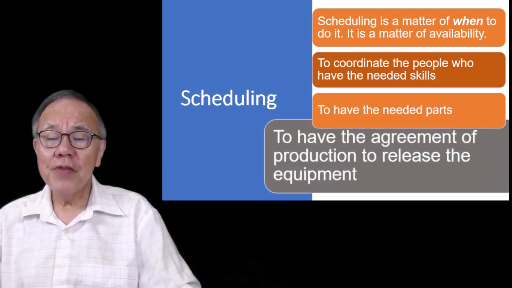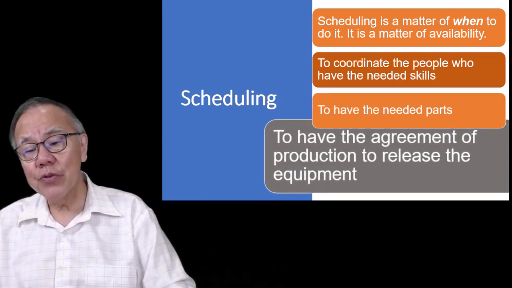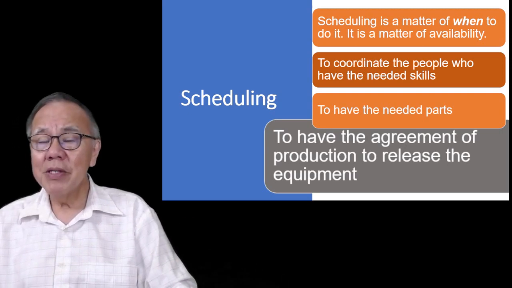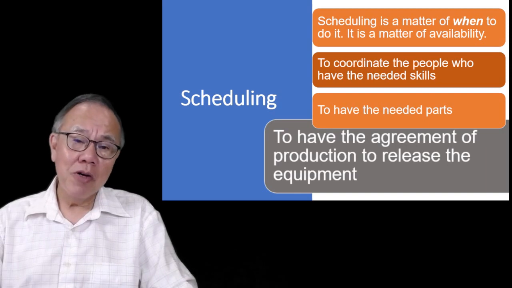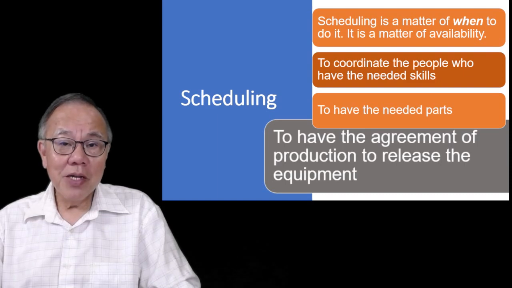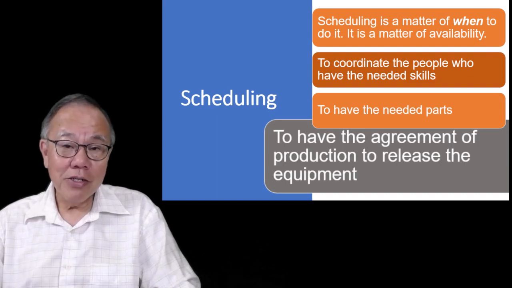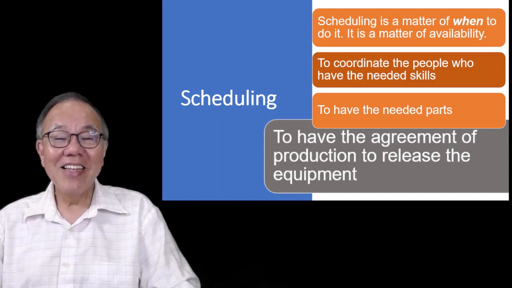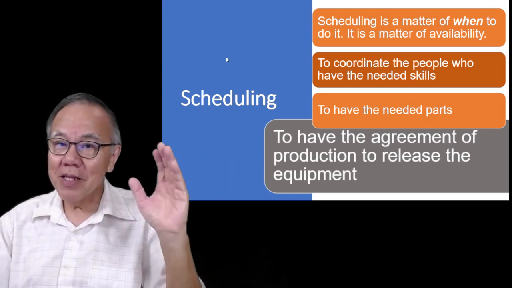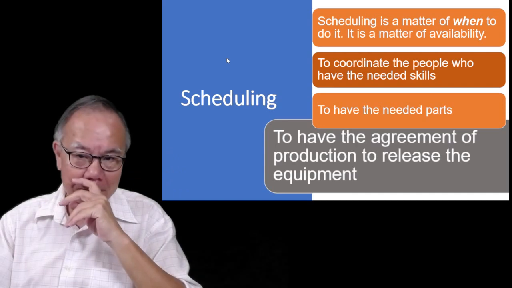And of course, finally, we need to have the agreement of production to release the equipment, or the user. Sometimes the user thinks, no, my production is more important than servicing. Let me just run. And unless we can prove that if we continue to run, the machine is going to break down, the production numbers are important enough. Production number figures at the end of the day.